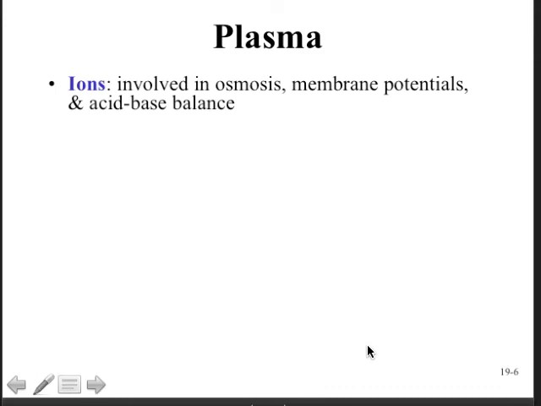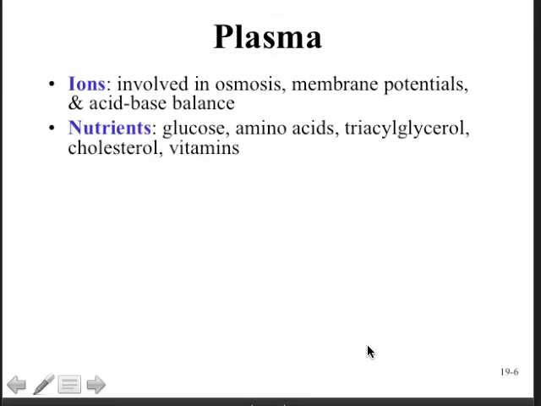Okay, the plasma contains ions. They're involved in osmosis and in the maintenance of membrane potential and in acid-base balance. Major ions include sodium, potassium, and calcium, among others. Nutrients are also found in the plasma. These include glucose, amino acids, triacylglycerols, cholesterol, and vitamins.